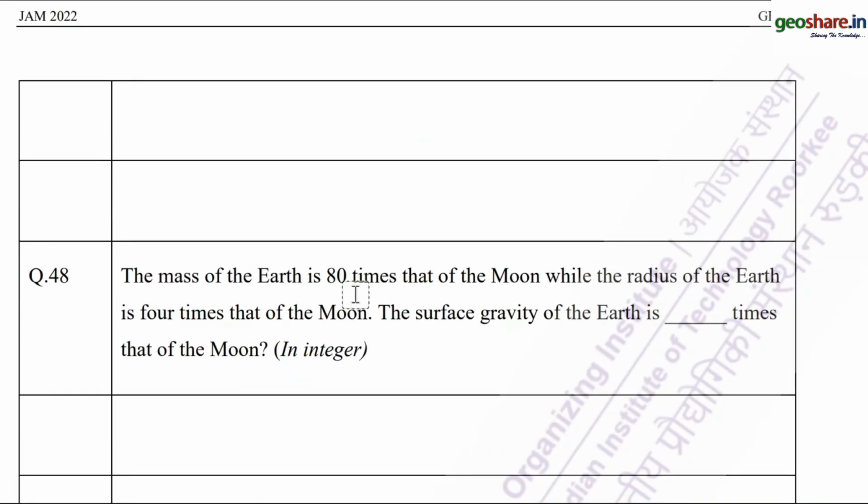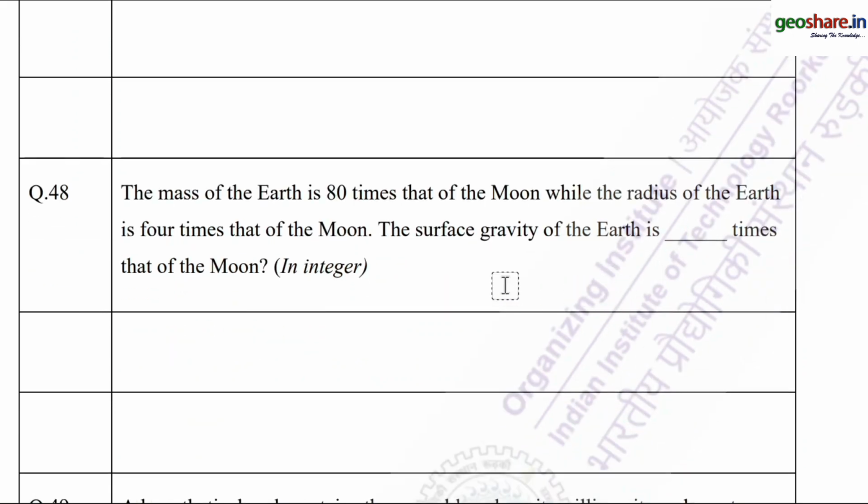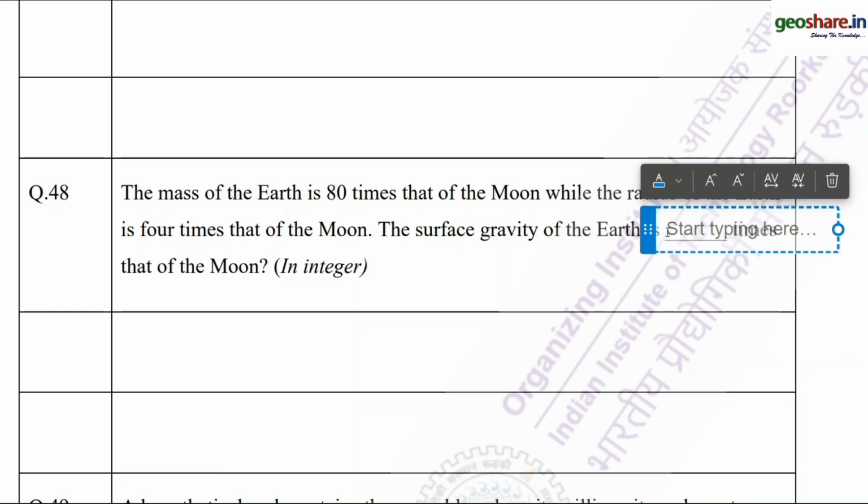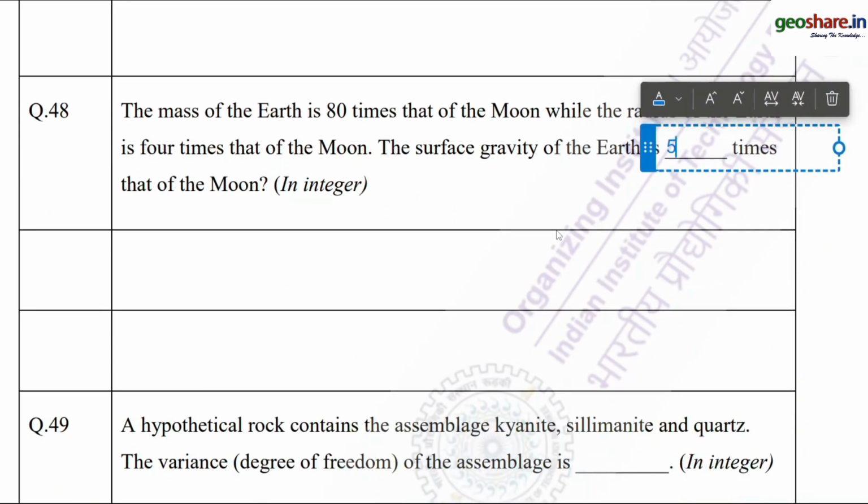The mass of the Earth is 80 times that of the moon, while the radius of the Earth is 4 times that of the moon. The surface gravity of the Earth is 5 times that of the moon, integer.